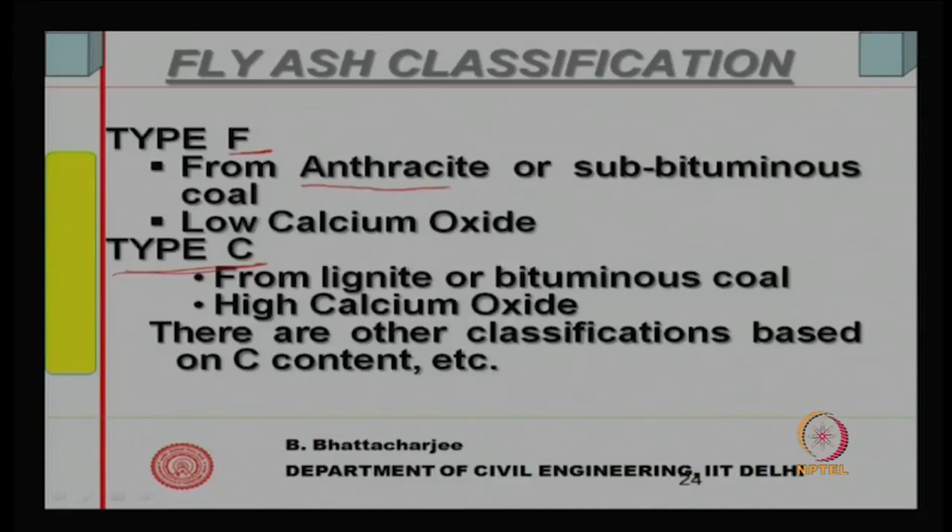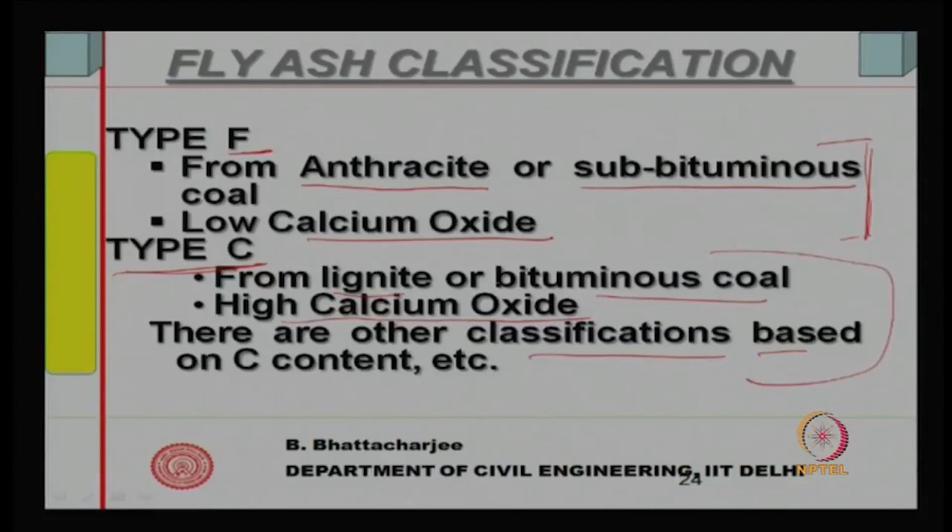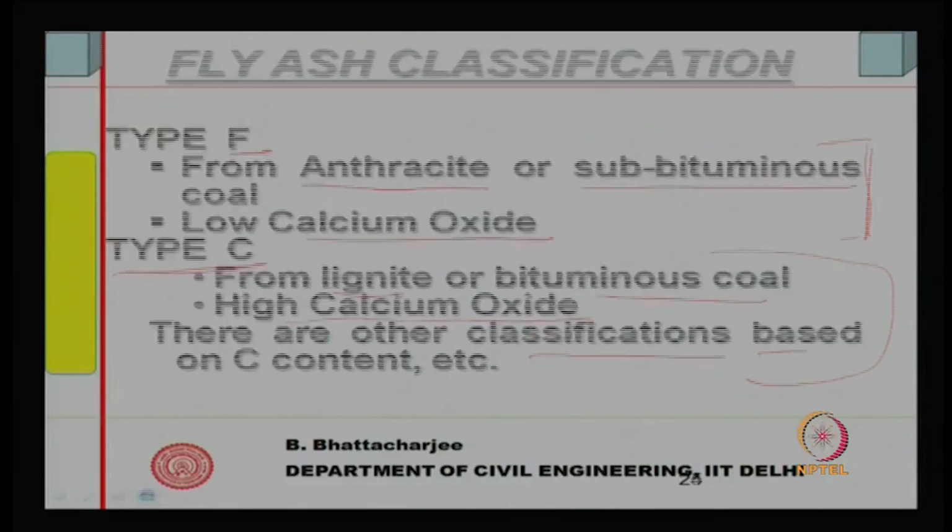Now, type F comes from anthracite or subbituminous coal, and they have low calcium oxide, that is the definition. Type C comes from lignite or bituminous coal, and they have high calcium oxide. There are several other classifications based on carbon content, etc., but this is the main classification. In India, mostly in northern India, you get type F fly ash. Somewhere in the south western region, you get type C fly ash. Wherever you get lignite coal, burning of the lignite coal results in class C fly ash.